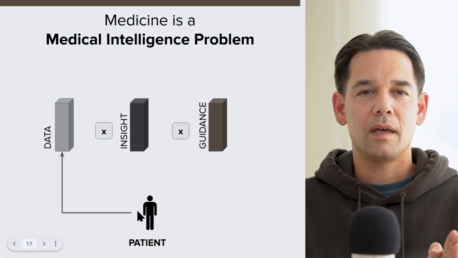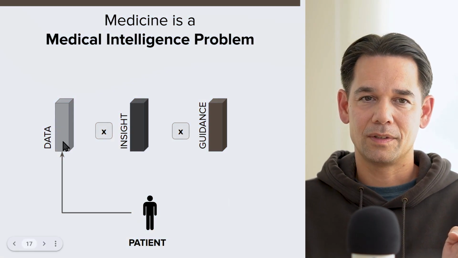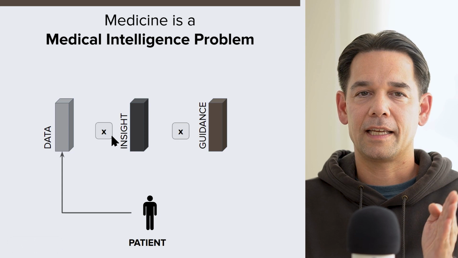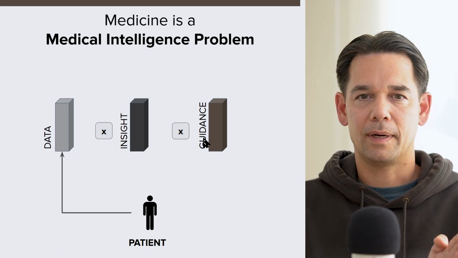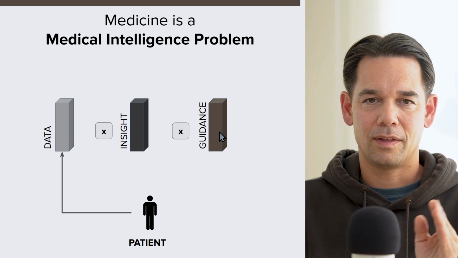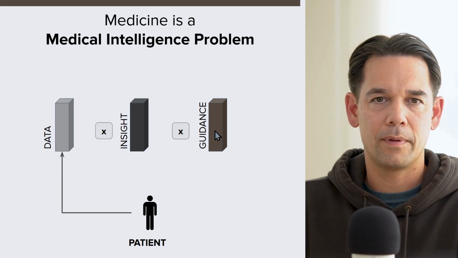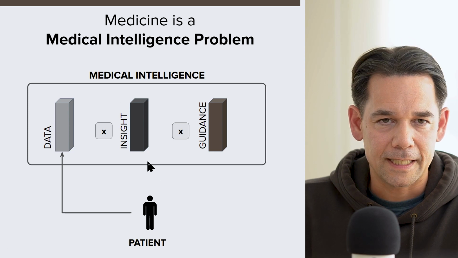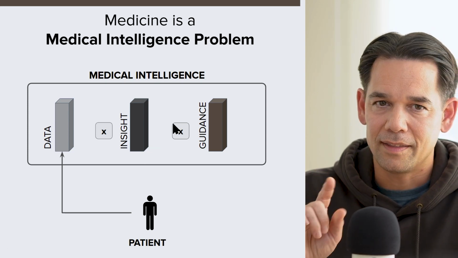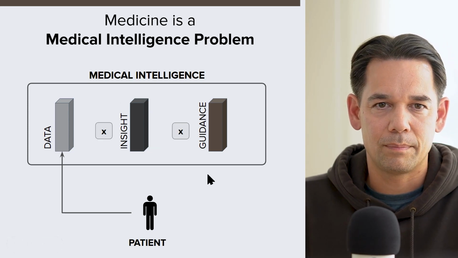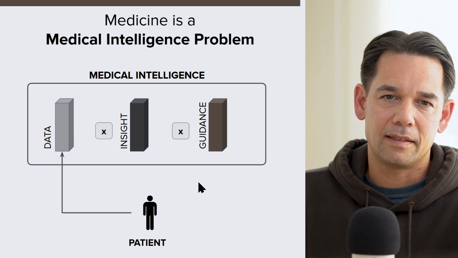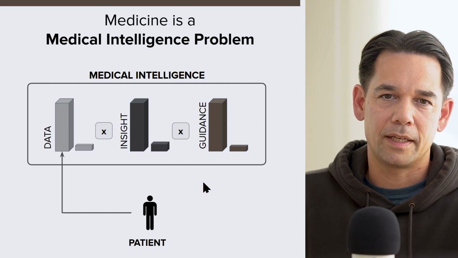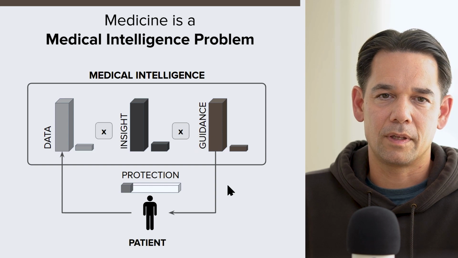You are a patient, and what medicine is, it combines data it gets from the patient. It gets multiplied with the capability of generating insight from the data, and then it's multiplied with the quality of guidance that the patient gets out of that insight from medicine. Together, these three things are what I call medical intelligence, and these X's in between are actually multipliers. So I'm driving that towards a formula here where you can get a sense of what is actually happening here. And by multiplying data with insight and guidance, you are getting to something that I call protection.